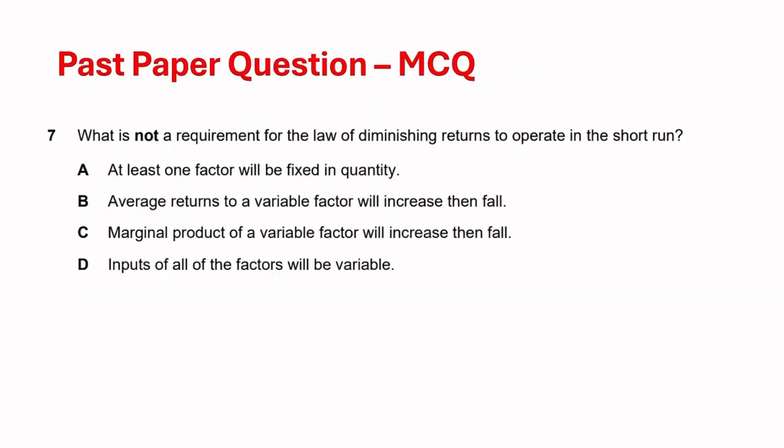Now let's take a look at another past paper question. What is not a requirement for the law of diminishing returns to operate in the short run? Is it A. At least one factor will be fixed in quantity. B. Average returns to a variable factor will increase then fall. C. Marginal product of a variable factor will increase then fall. Or D. Inputs of all the factors will be variable. I'm going to give you guys another minute to answer this question.